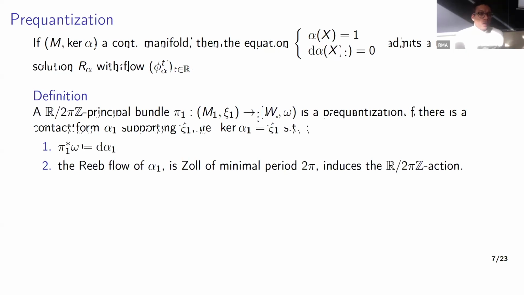And then an S1 principal bundle of a contact manifold over a symplectic manifold is a prequantization if there exists a contact form supporting the contact distribution such that the pullback of the symplectic form is exactly the exterior derivative of this contact form, and that the Reeb flow of the contact form induces the free S1 action. So every orbit of the Reeb flow is of minimal period 2 pi, okay? The same minimal period.